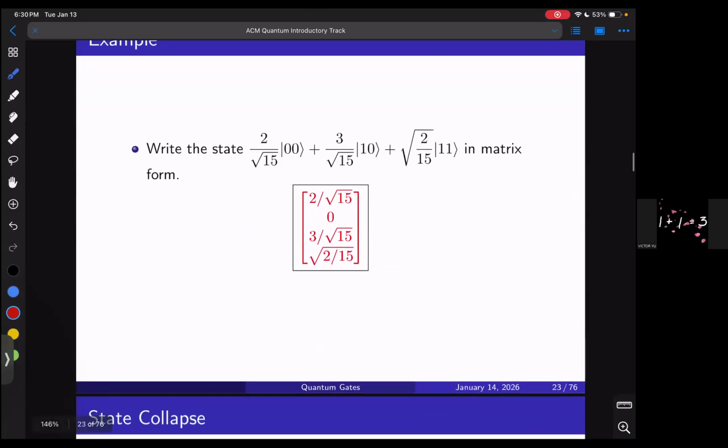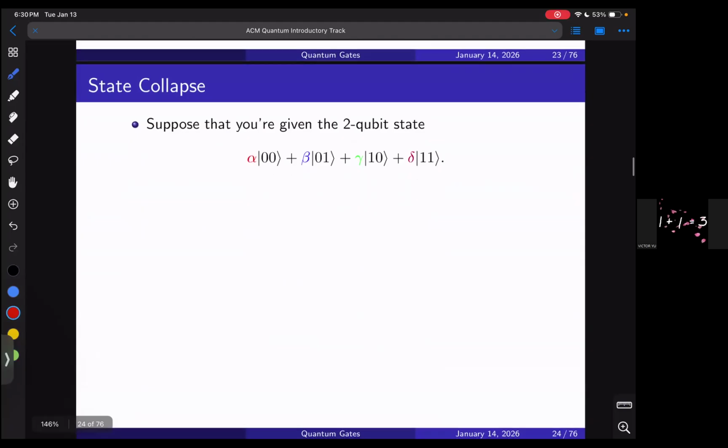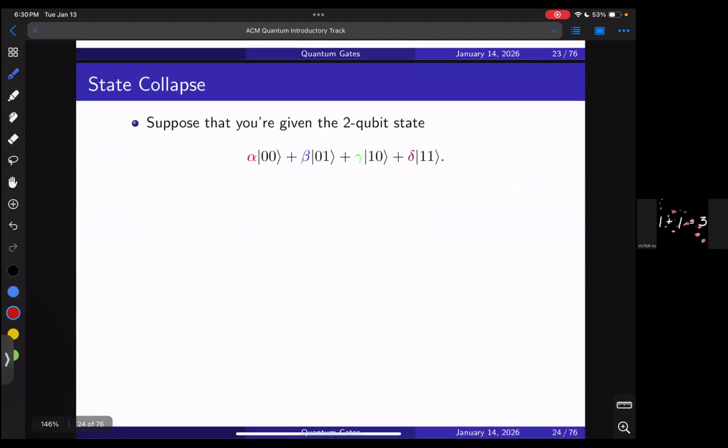Okay. Here's an example of how measurement works with a 2-qubit system, because you can imagine if you were to have 2 qubits, you're not required to measure both of them at the same time. You could just measure one and leave the other one alone. If you measure a single qubit state, the state will collapse. But if you measure only 1 qubit of a 2-qubit state, we're interested in what happens there.